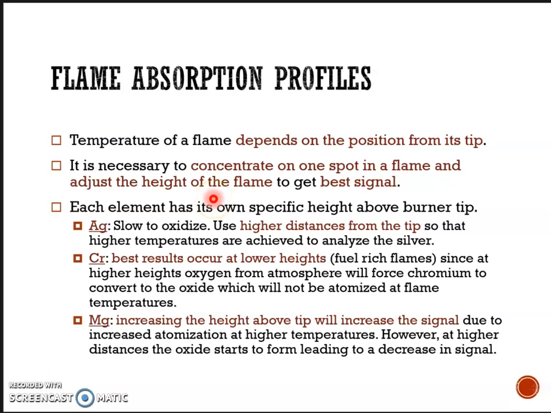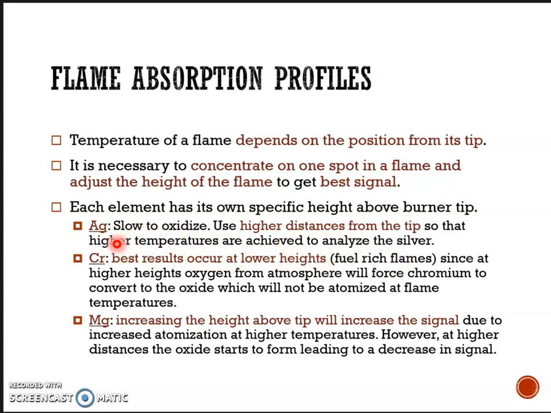so that we get the interzonal region, not the secondary combustion zone, not dekat dekat awal-awal yang paling bawah tu kan, yang tu tak panas juga, dekat tempat fuel dengan oxidant mix tu. And each element has its own specific height above burner tips. So for example silver, it will oxidize slowly. So use higher distance from the tip so that the higher temperature are achieved to analyze the silver.